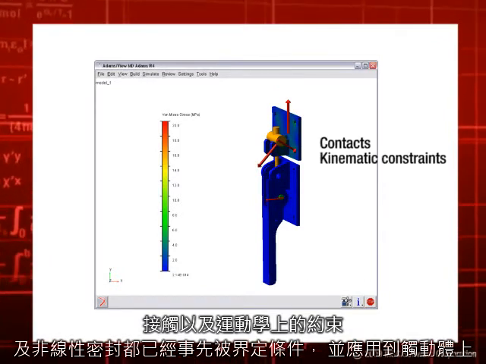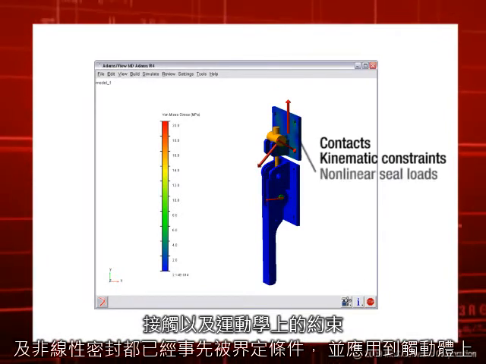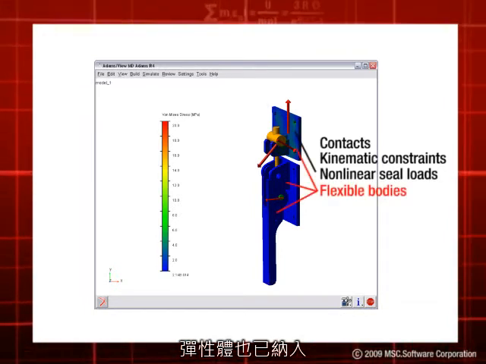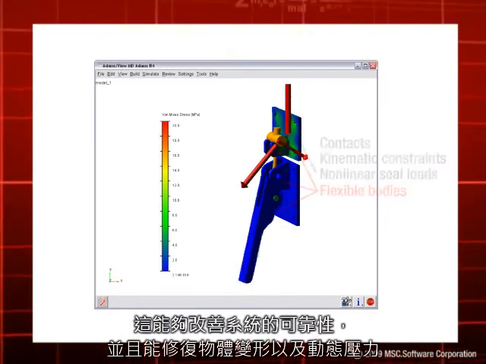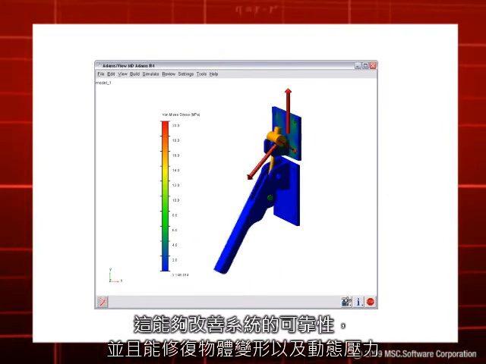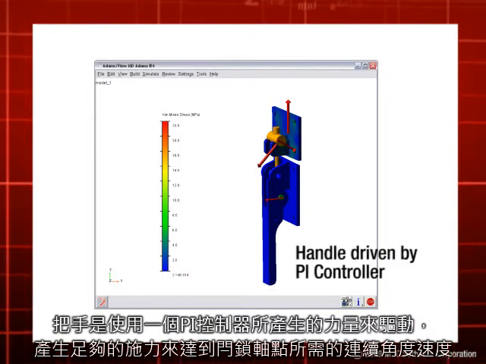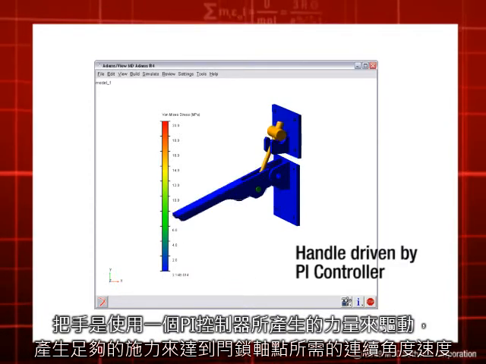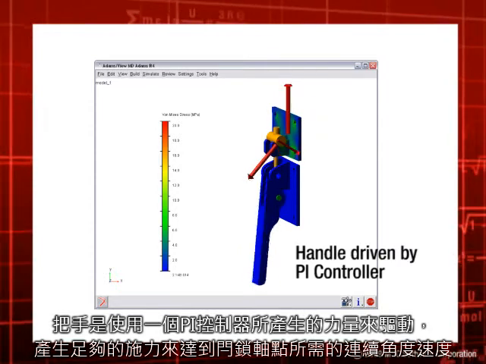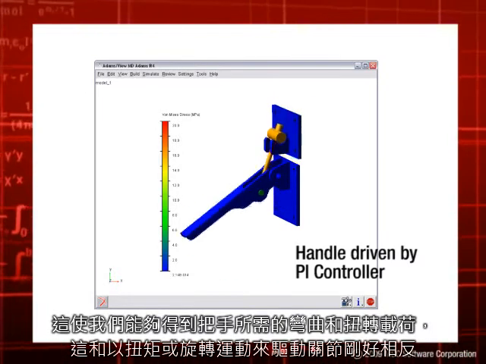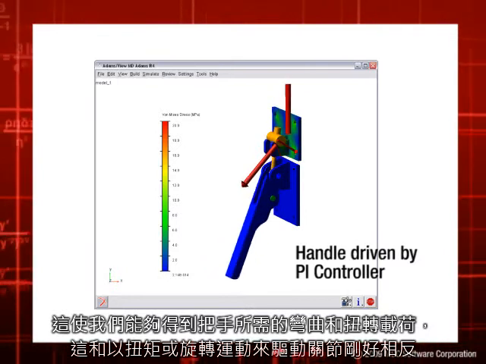Contacts and kinematic constraints are defined, as well as nonlinear seal loads, which are applied to the striker body. Flexible bodies also are incorporated. These improve fidelity and are able to recover deformation and stresses dynamically from the bodies. The handle is driven by a force that uses the PI controller. This applies enough force to attain a constant angular velocity about the latch pivot. This allows us to capture bending and twisting loads in the handle versus driving the joint with the torque or rotational motion.